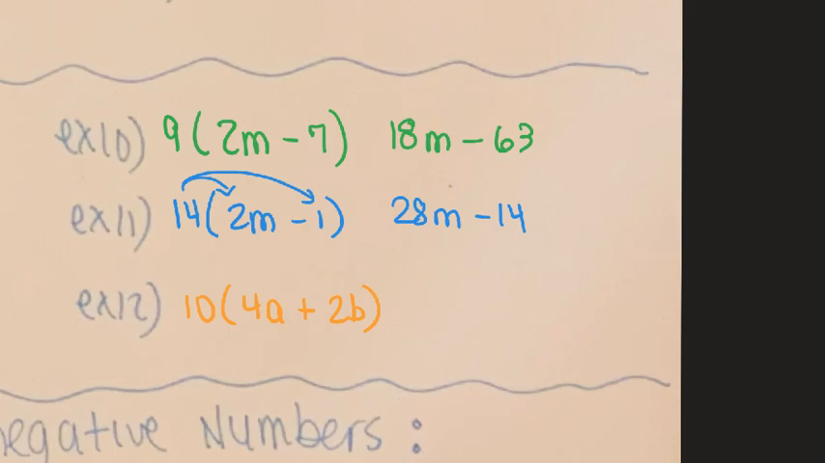All right, so you should have typed in 10 times 4, which is 40. There's an a after it. 10 times 2 is 20, and there's a b after it. 40a plus 20b.